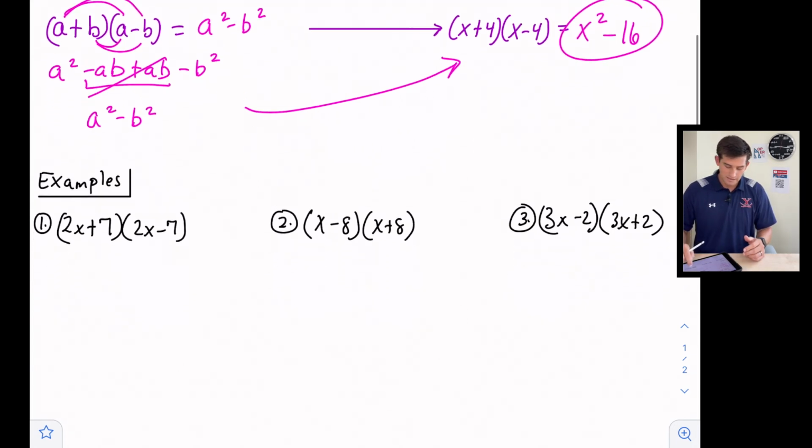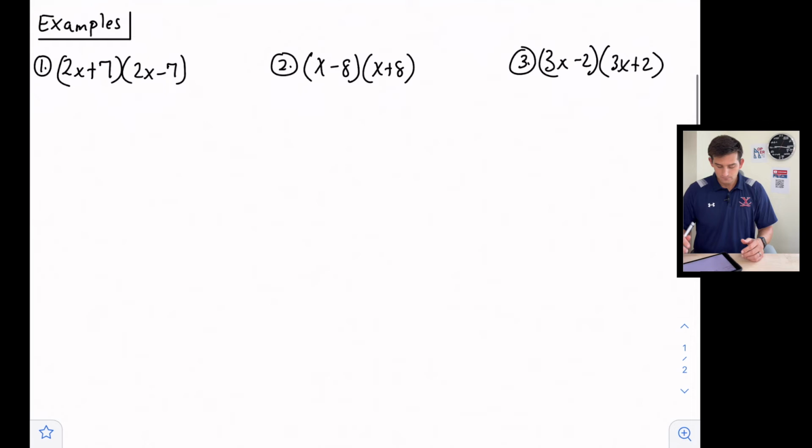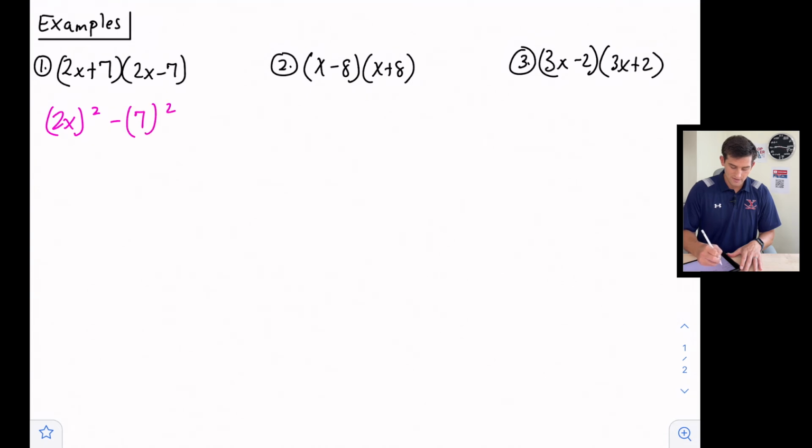So now let's take a look at 3 examples here at the bottom, and let's show how we can do this pretty quickly. So we have 2x plus 7 times 2x minus 7. So just check to make sure this is set up for the sum and difference pattern. We've got 2x, we've got 7, one's addition, one's subtraction, we're good to go. So we can take 2x and we can square it. We're going to subtract, and we have 7, and we can square it.